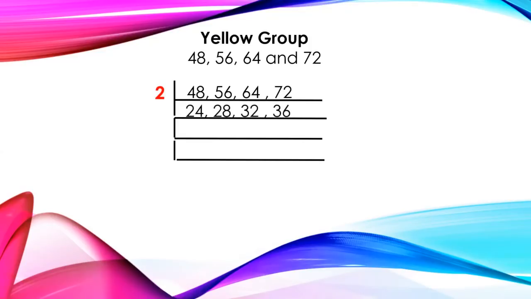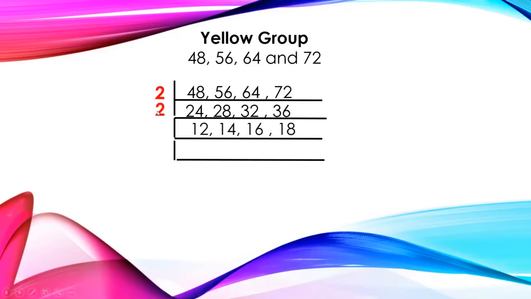So 48 divided by 2 is 24. 56 divided by 2 is 28. 64 divided by 2 is 32. 72 divided by 2 is 36. Okay, as you can see, these numbers are all even. So let's use 2 again.